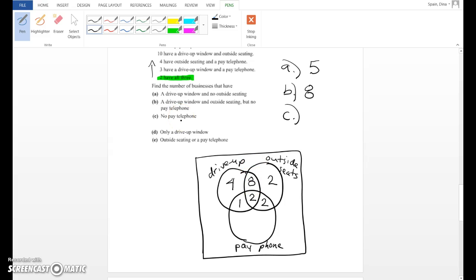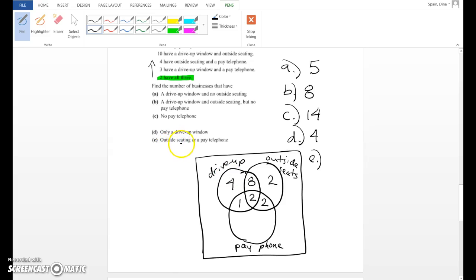Part C says no pay telephone. That's everything outside of this circle. So that's the 8, the 2, and the 4, which is 14. Everything outside pay telephone. It's like the complement of the pay telephone. D, for less than a minute, only a drive-up window. Everything inside here has a drive-up window. The 8 and the 2 have outside seats. The 2 and the 1 here have pay telephone. So only these 4 right here are just the businesses that only have the drive-up window.